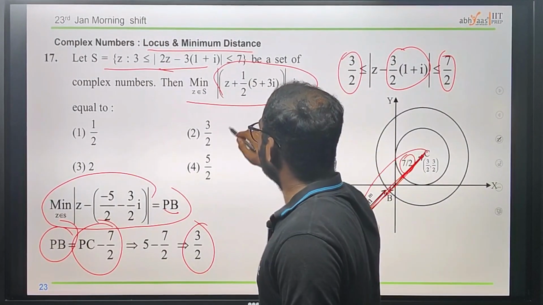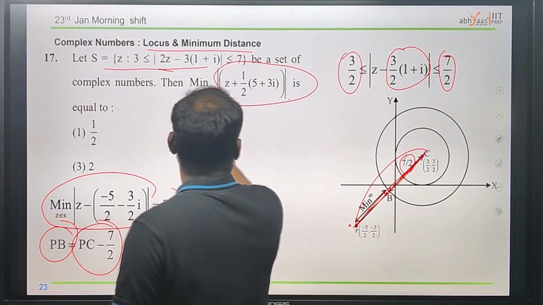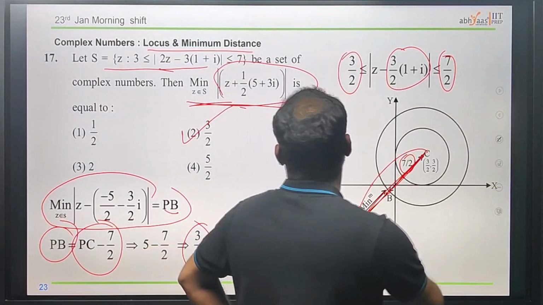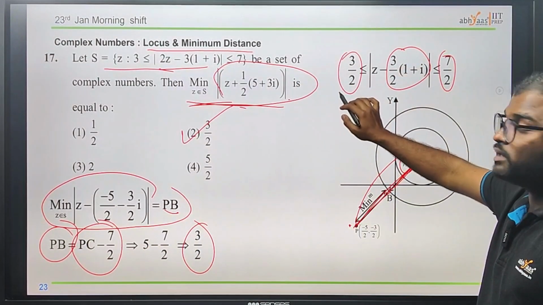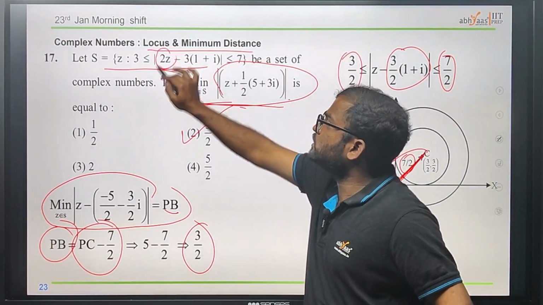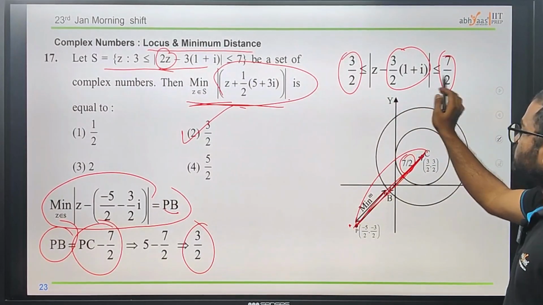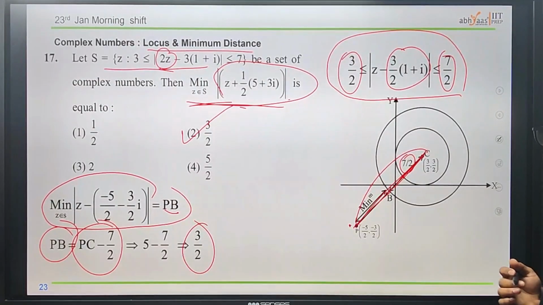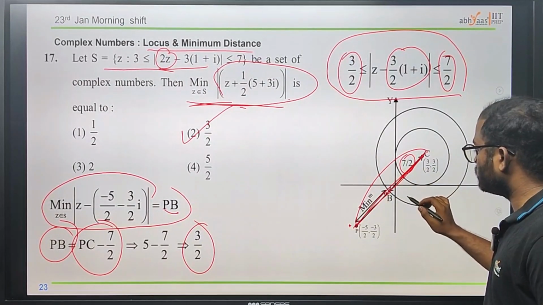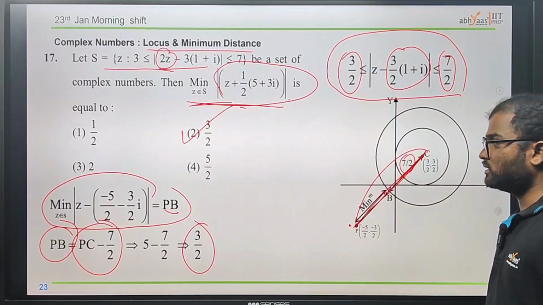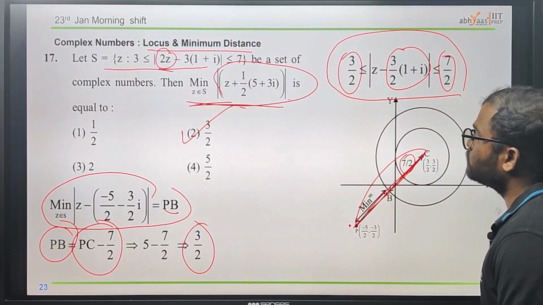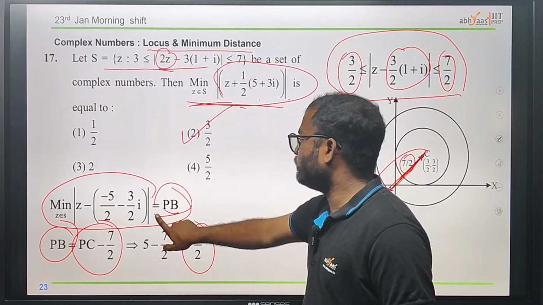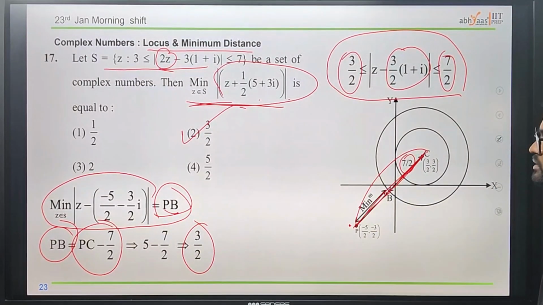Therefore, this is the minimum value of this expression. We are finding the minimum value here, therefore option 2 is the answer. I hope you understood. First we need to convert this into the normal form; here we have 2z, so for that reason we take it to the sides. After that, we observe that we have 2 circles from this inequality and a point outside of the circles. That's how we easily see it, and the minimum of this is equal to PB. For that reason we can easily find it.